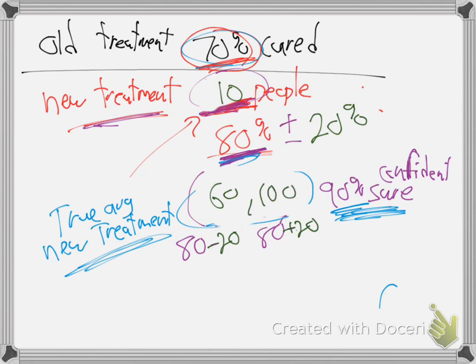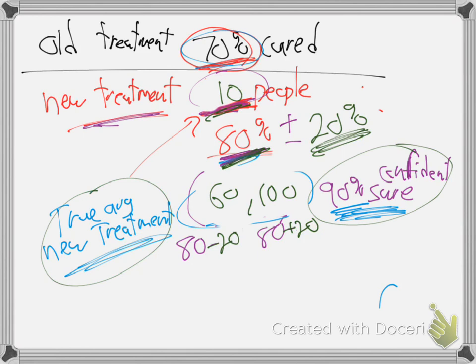Then we might say, yeah, we think the new treatment is 80%, because that's what it did on the 10 people, 8 out of 10 got better. But we realize there could be a lot of error when we only look at 10 people. So we're going to give or take 20%, meaning we're 90% confident that the real average that we'll know after years and years of the new treatment is somewhere between 60 and 100% are cured.